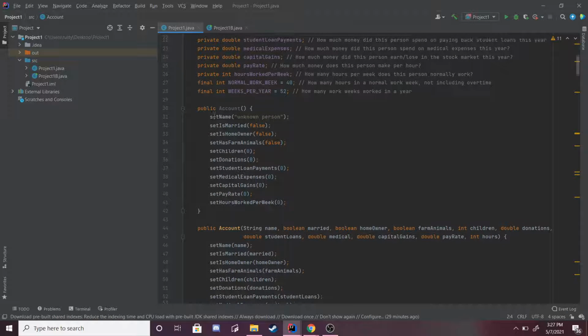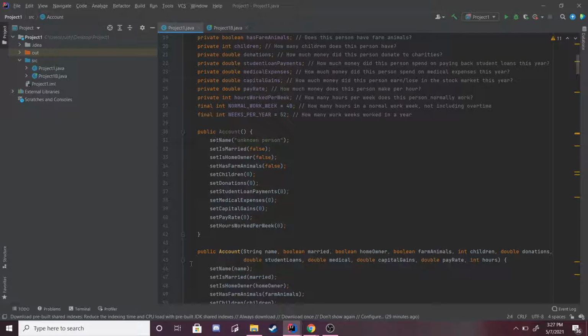So in our public account, we've got all our values. Our name is automatically set to unknown person. Married is set to false. Homeowner is set to false, and farm animals is set to false. Children is automatically set to 0. Donations to 0. Student loan payments to 0. Medical expenses to 0. Capital gains to 0. Pay rate to 0. And hours worked per week is set at the default of 0.